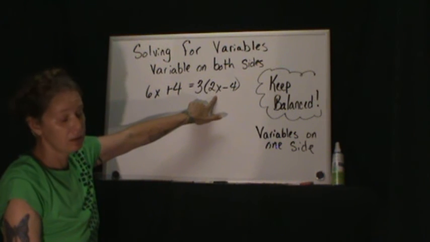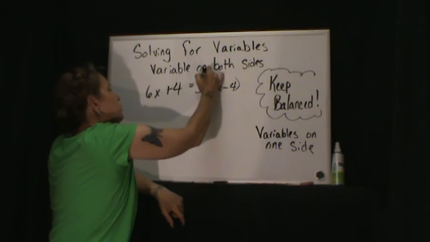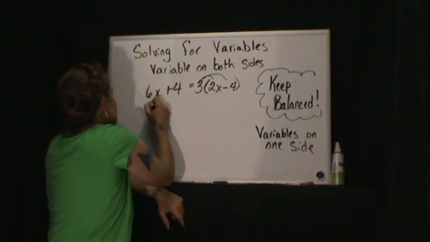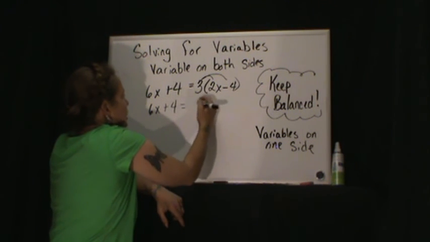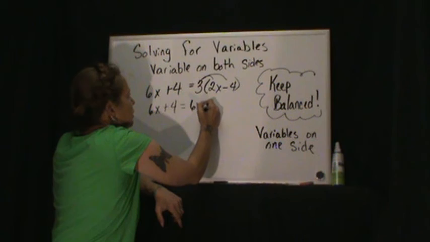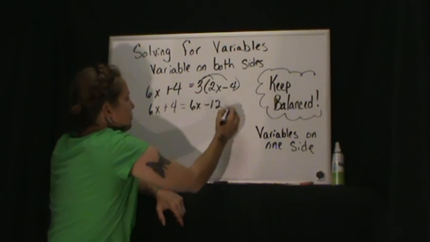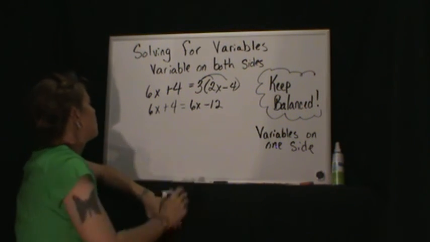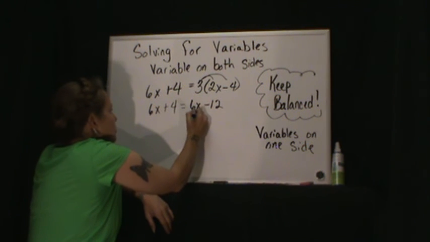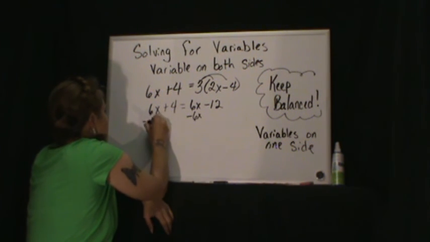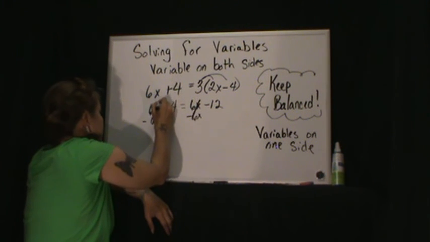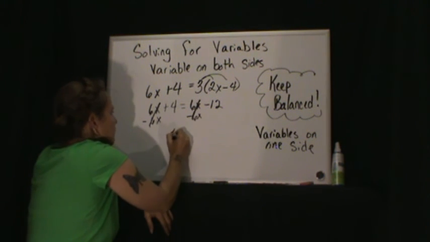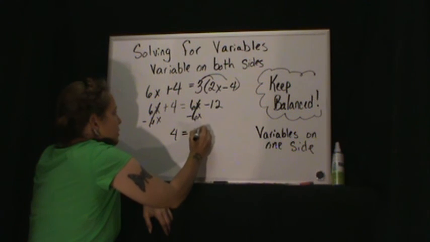Again, we have x, and again, we need to distribute. 3 times 2 is 6, and 3 times 4 is 12. So we're going to move our variable. It doesn't matter which side. 6x minus 6x cancels. So we're left with 4 equals negative 12.